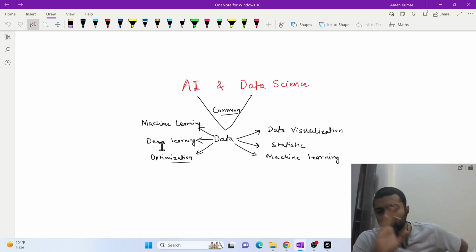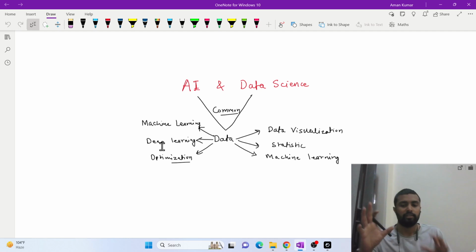But let's not focus on the words. Just understand that AI and data science are almost related. Whatever things we learn in AI, we have to learn in data science as well. It is almost related, just saying. That is the thing about AI and data science. I hope it is clear to you what is AI and what is data science.